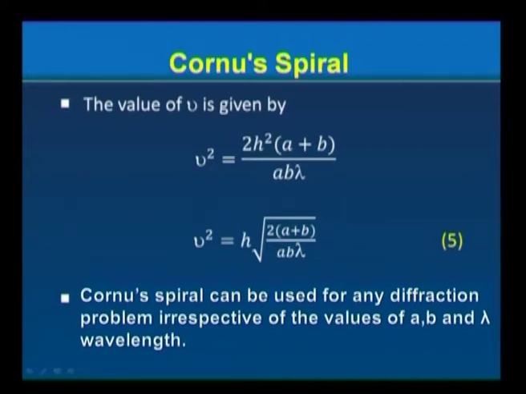The Cornu spiral can be used for any diffraction problem irrespective of the value of a, b and lambda. You know the distances a and b separating the object from the source and the point P, and lambda is the wavelength of the light used, and so on. So, irrespective of a, b and lambda, this methodology can be used to study any diffraction problem, and again it may be a straight edge or a circular aperture, whatever be the obstacle that comes in the path of the light beam for which you want to get the diffraction pattern. The Cornu spiral method can be effectively applied.